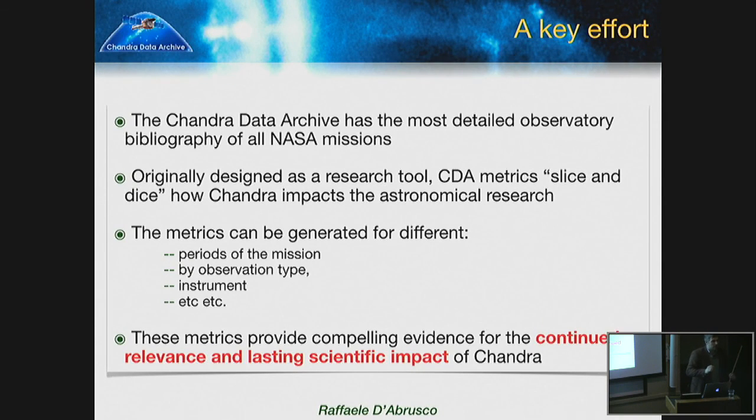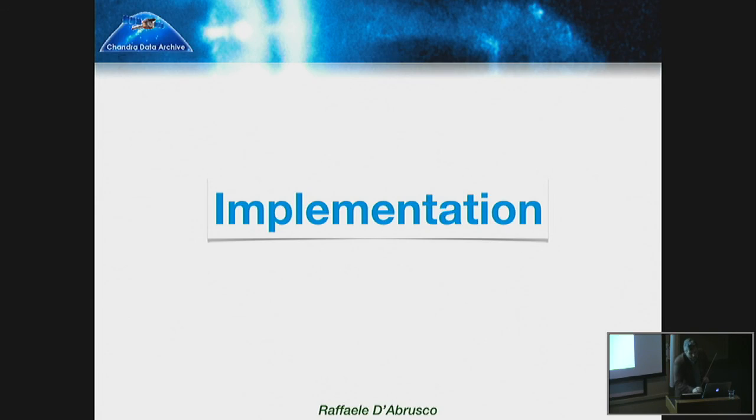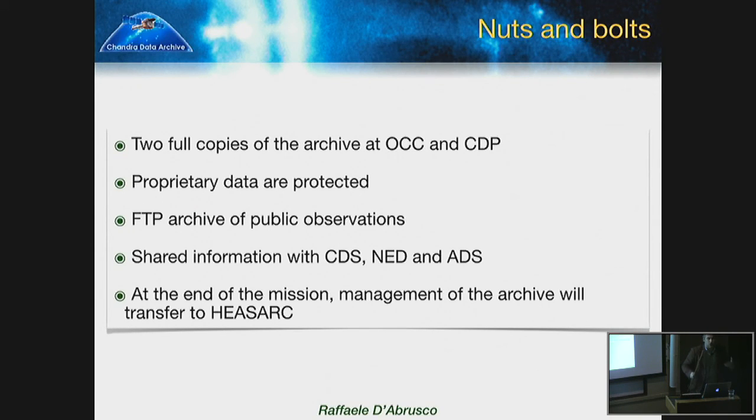Why are we interested in this? Because we need to show that Chandra is very relevant. We all know that because there are unmatched observational capabilities that at this point are nowhere to be matched. And if they will be matched, it will be far in the future. But still, it's a matter of trying to convince the people who fund this mission to keep funding it at the same level or something similar in order to keep doing very important work. These plots and numbers are the most convincing evidence of the continued relevance and lasting scientific impact of Chandra.